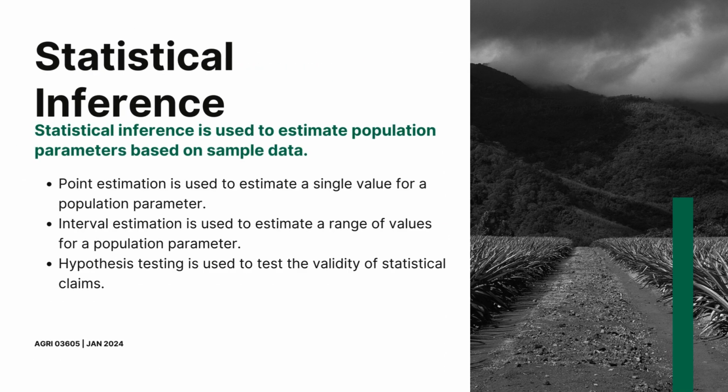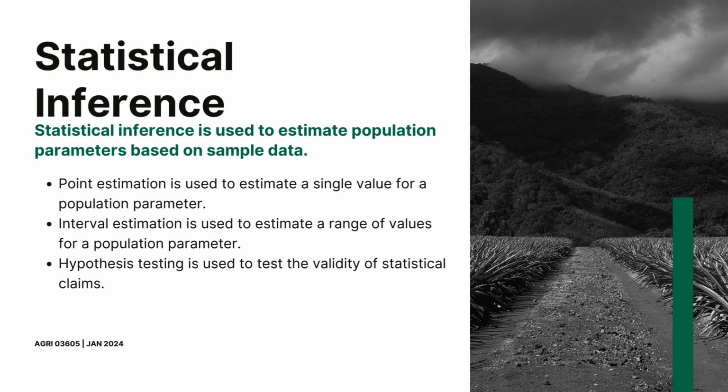Statistical inference is a critical component of data analysis in agriculture. It involves making educated guesses about a population based on samples. This process allows us to draw meaningful conclusions from field experiments, surveys, and other forms of agricultural data.